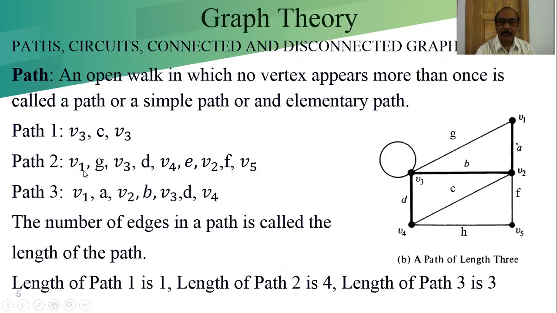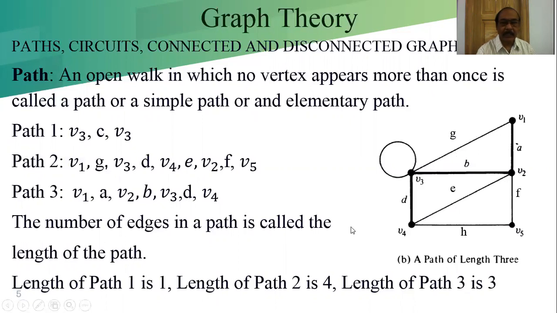Now V1, G, V3, then D, V4, then E, V2, F, V5. This is also another path. Another path: V1, A, V2, B, V3, D, V4. All are paths related to this graph.